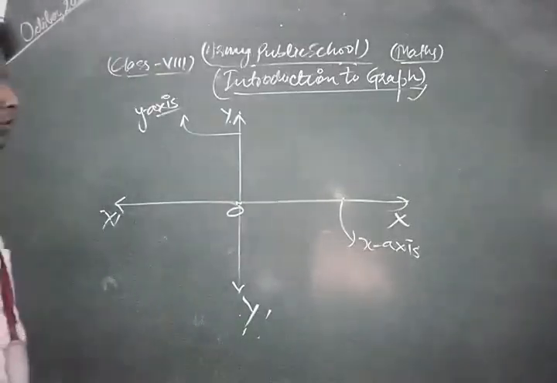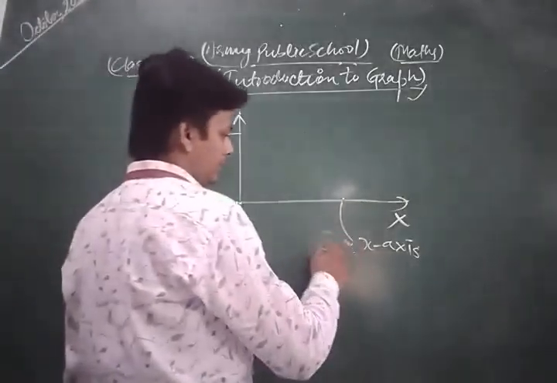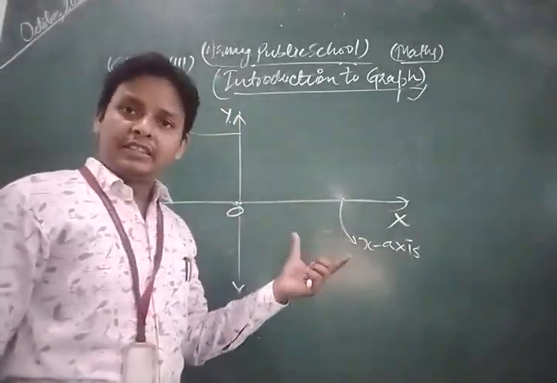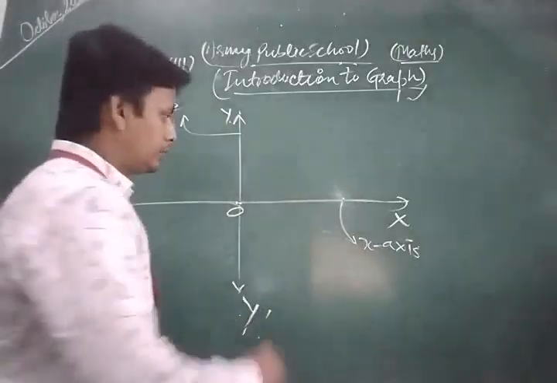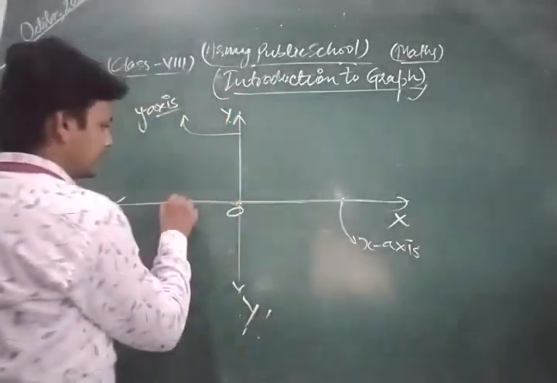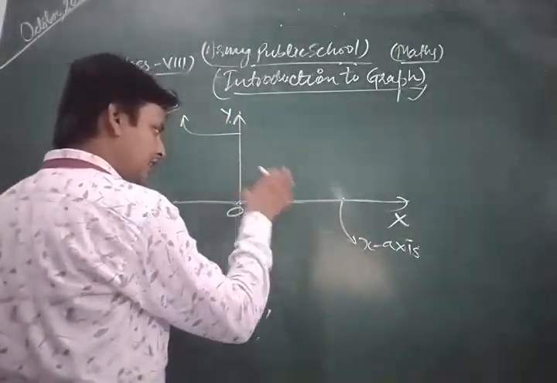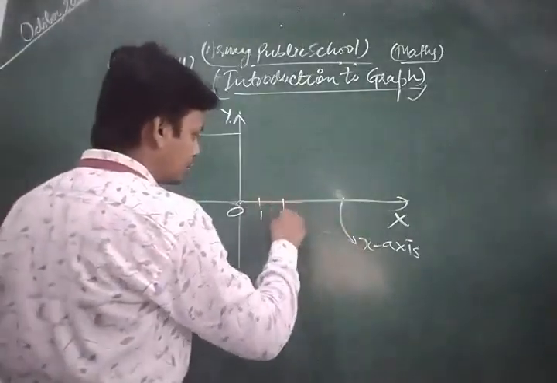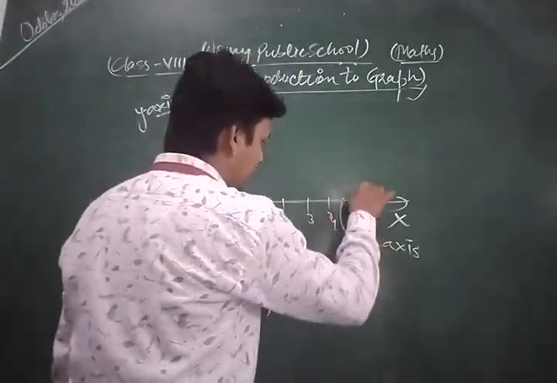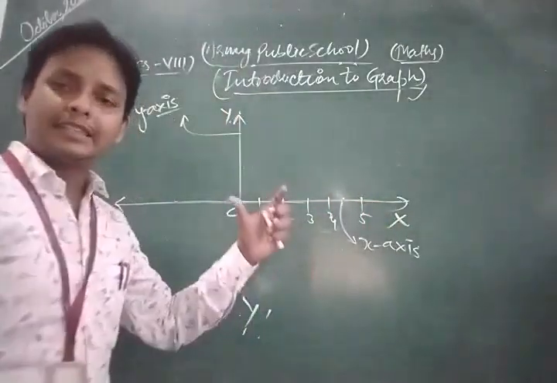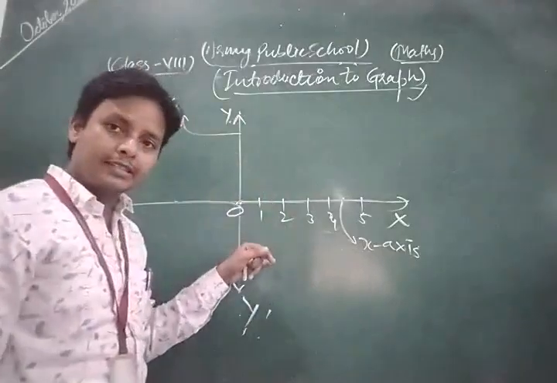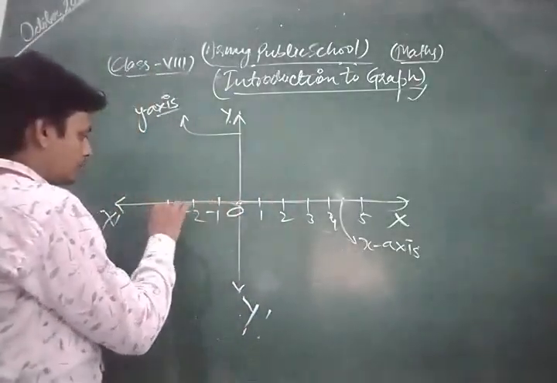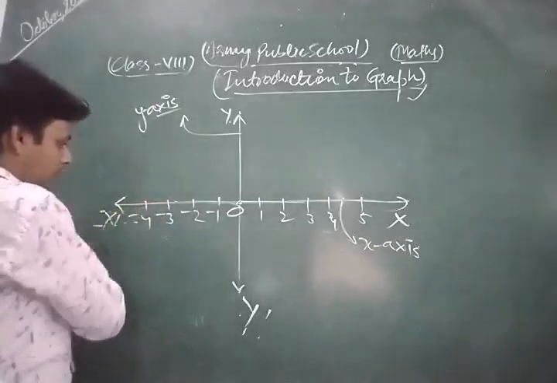We already discussed this is your first quadrant, this is the positive direction of x, and this is the negative of x. The set of all points which lie on the x-axis to the right of the origin we take as positive. This is +1, +2, +3, +4, +5. And the set of all points which lie on the x-axis to the left of the origin we take as negative. This is -1, -2, -3, -4 and so on.